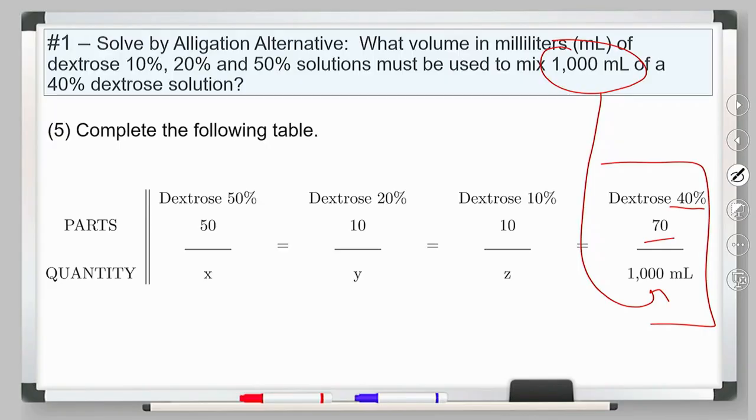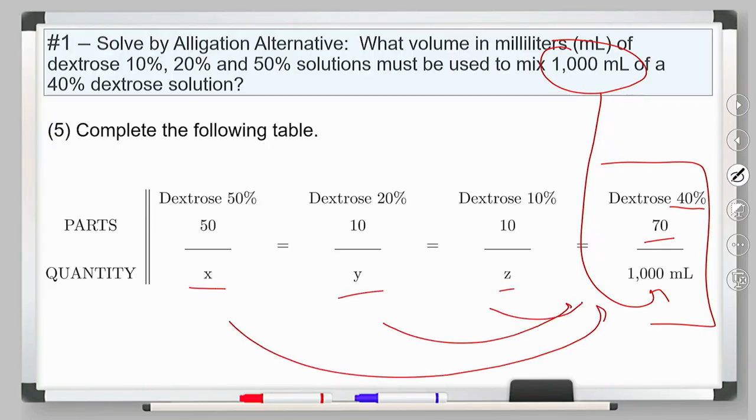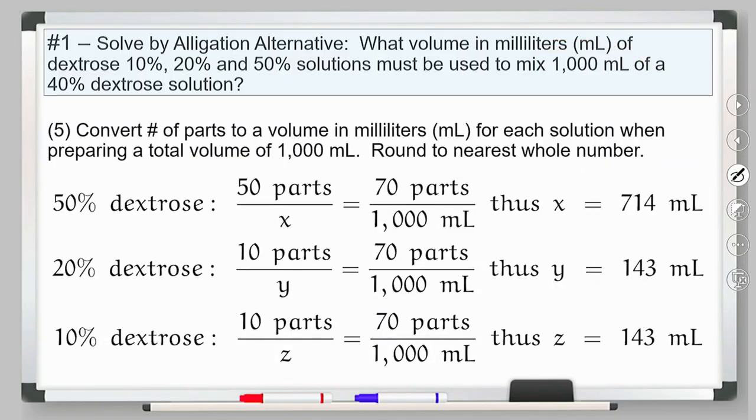So my last step is just to solve for each of these variables by setting it equal to the final, which is 70 over 1,000. So if I just show you all that work here, here's my 70 over 1,000, which is the same for each ingredient, right? We said each of those ingredients all have that same equal. And I just put the parts over X, or the variable, and solve for the parts for each drug. So 50 times 1,000 divided by 70 gives me 714 milliliters. 10 times 1,000 divided by 70 gives me 143. And since the parts were the same for both the 10 and the 20%, they're going to have the same volume.